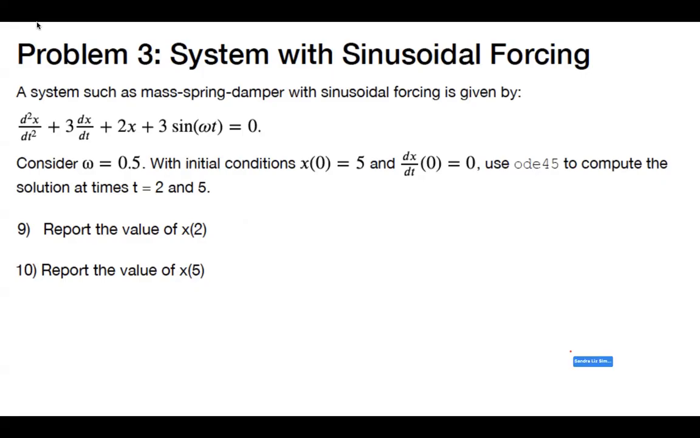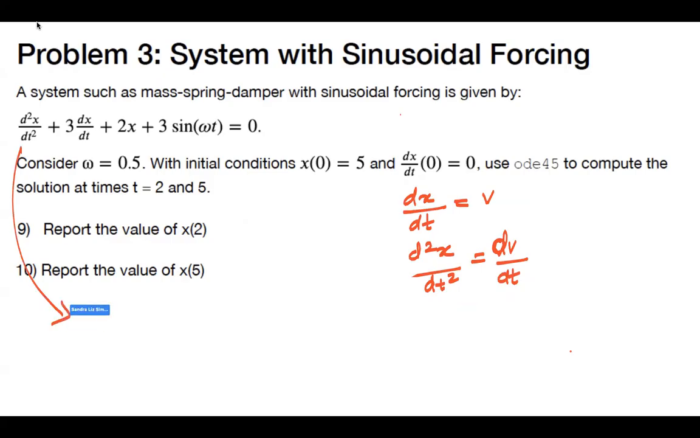Here you have dx by dt, let me call it v. So d square x by dt square is v dash, or dv by dt. Let it be. Now replace this in this equation. It will be dv by dt plus 3v plus 2x plus 3 sine omega t equal to 0.